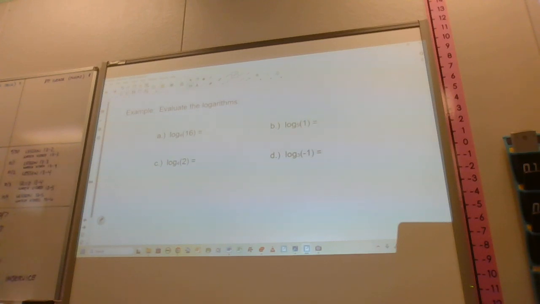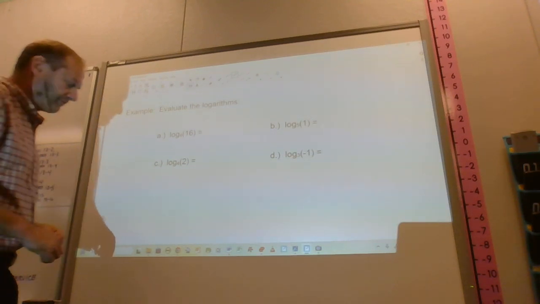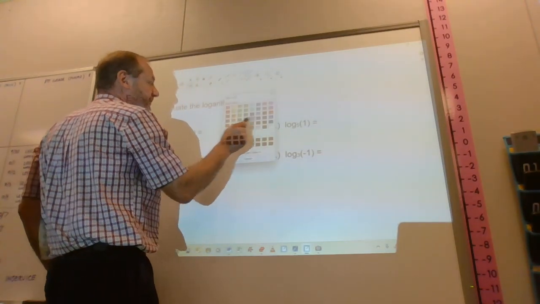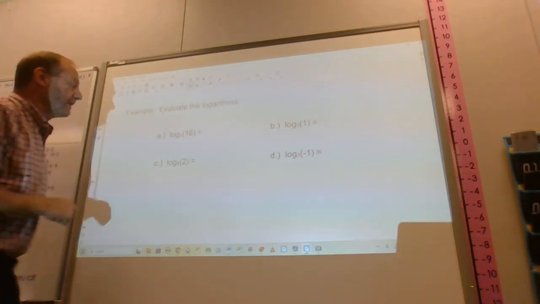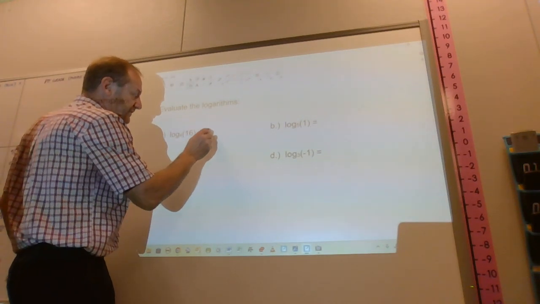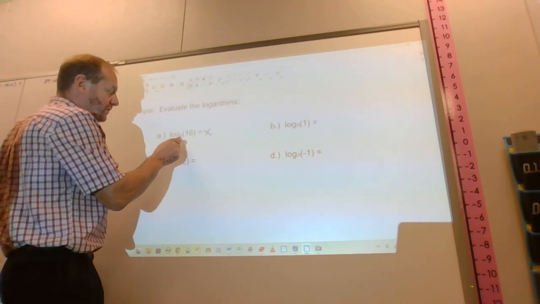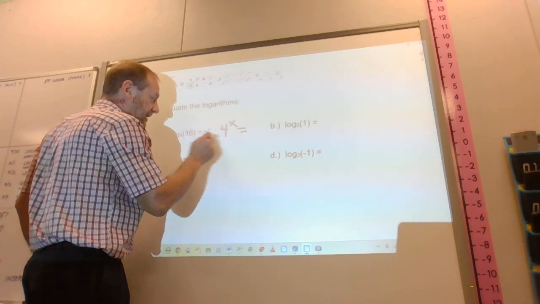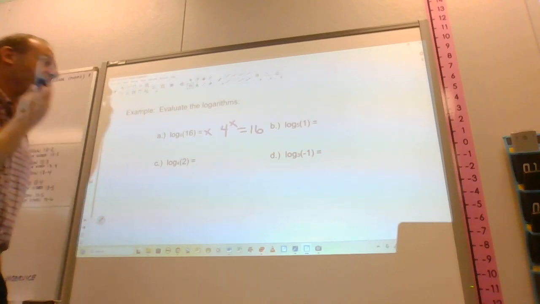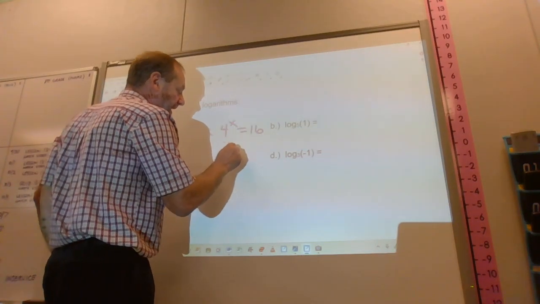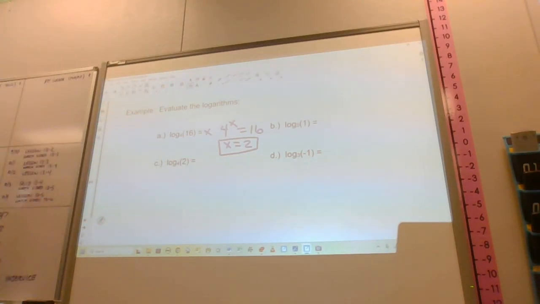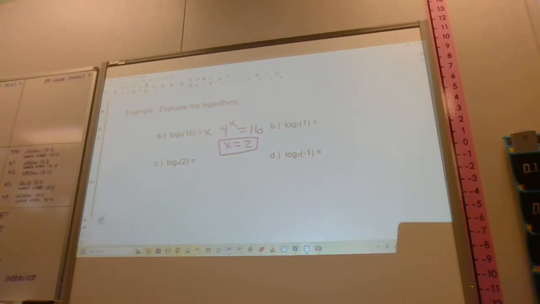Okay, you're going to get to evaluate these. So I'll do the first one for you, you do the last three. So let's get a new color. Getting bored with these other ones. All right, let's try this. So remember, this is an x here. I want to know what x is. So this is my base. That's my exponent. That equals that number right there. 4 to what power equals 16? 2. x equals 2. Okay, go ahead and pause the video, figure out these other three, and then we'll look at them together.